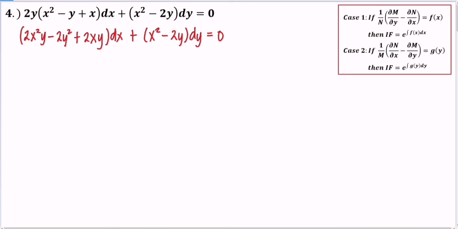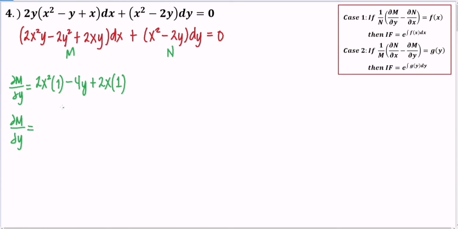Ayan. So, ang gagawin ko, kukunin ko muna yung partial derivatives nito. So, ito yung m, ito yung n. So, partial derivative of m in terms of y. So, yung x natin ay constant. So, 2x squared times 1, derivative ng y ay 1. Okay, ito naka in terms of y na siya, so derivative niyan ay negative 4y. Ito naman, derivative ay 2x times derivative ng y ay 1. So, partial derivative of m over y is 2x squared minus 4y plus 2x. Ayan.